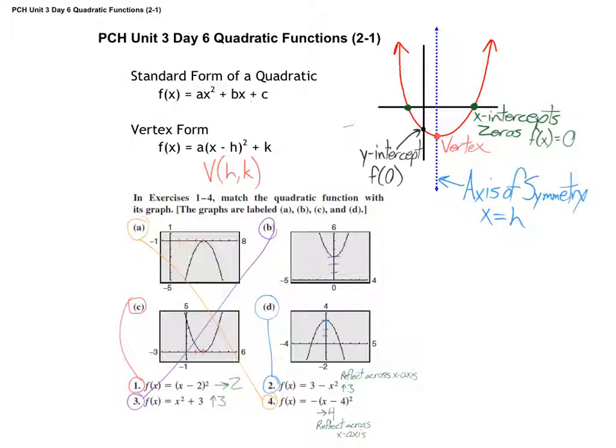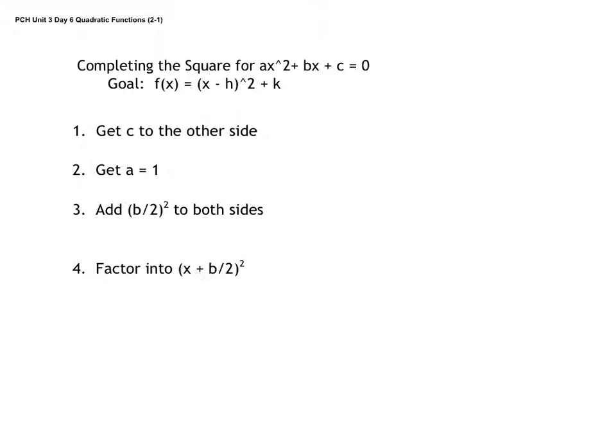Now, what process do you think we're talking about? Completing the square. Good job. We're going to complete the square. Keep in mind what we're talking about here. We're given a quadratic in standard form like this, ax squared plus bx plus c equals 0, or equals f of x, either one.